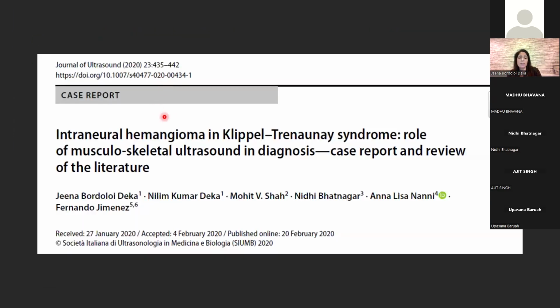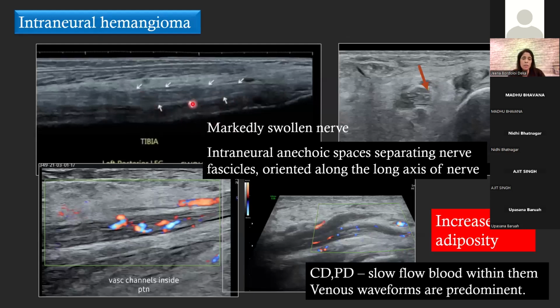So the main finding of an intraneural hemangioma as per literature is a markedly swollen nerve. There are intraneural anechoic spaces which separate the nerve fascicles, oriented along the long axis of the nerve. This was case 1. And then there was another case, which I saw in the medial and the lateral plantar nerves. Intraneural hemangiomas also demonstrate vascular channels inside the nerve, and can show slow blood flow within them, and the venous waveforms are basically predominant.